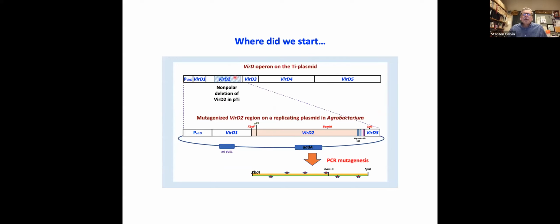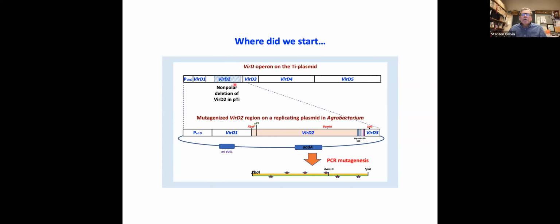This is a part of the Ti plasmid, okay? This is the Ti plasmid here. Excuse me, this is the Ti plasmid. And on the Ti plasmid is this virD operon. It's only part of this large 200 kilobase plasmid.